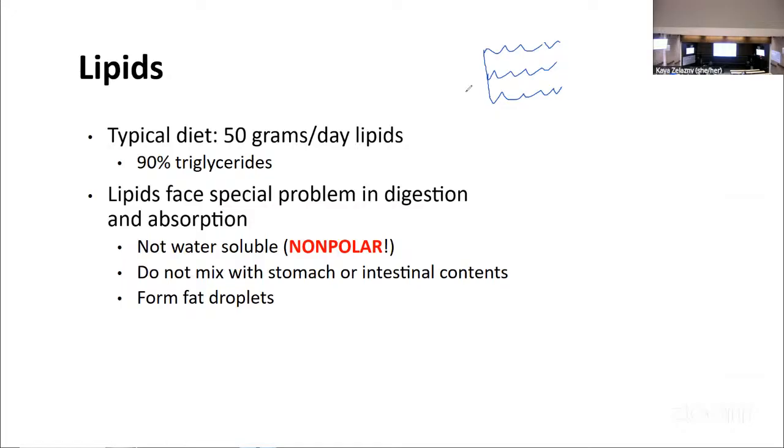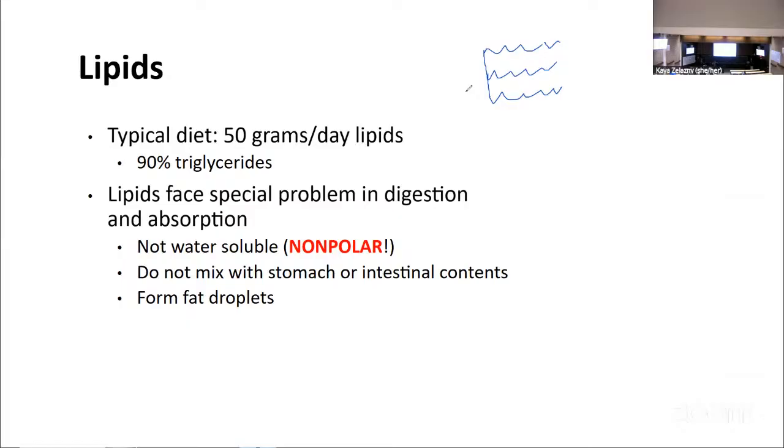So you eat a fat or an oil, and you've got a little bit of a problem as you're going to digest and absorb it, right? Because we have this hydrophobic property, which means that our lipids are not water soluble. If you mix some oil into water, you're just going to end up with a big bubble of oil or a big layer of oil sitting on top. We're not mixing into the water really at all.